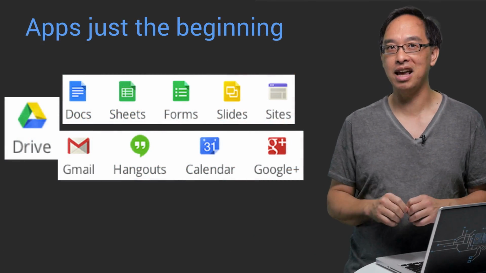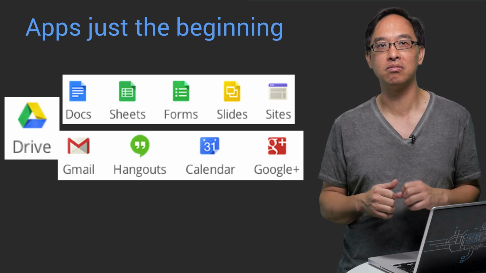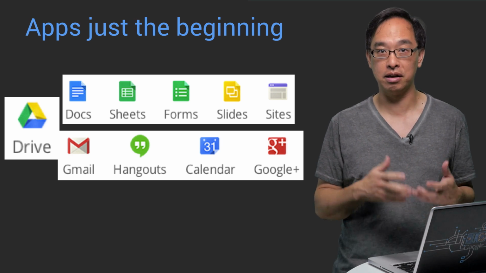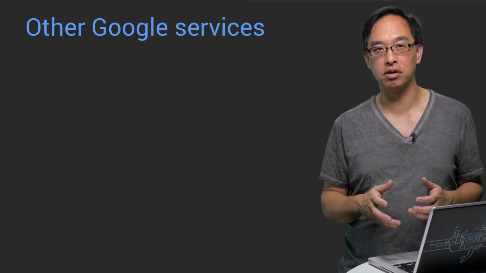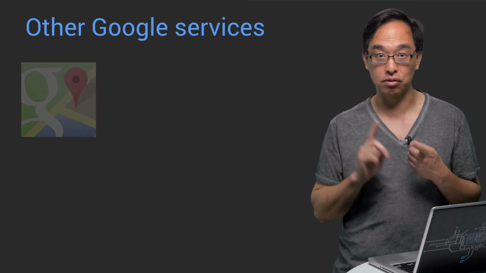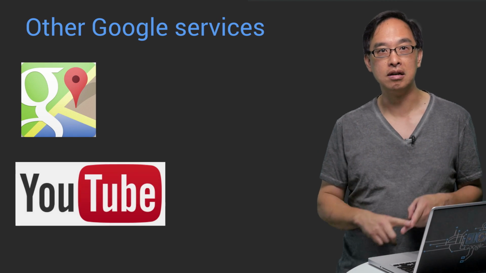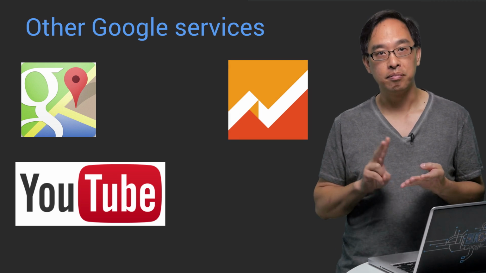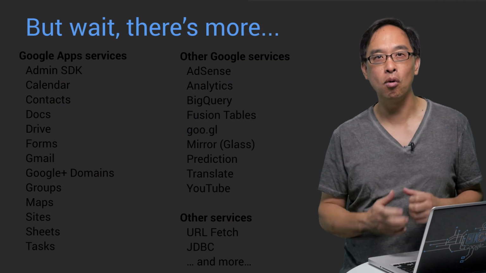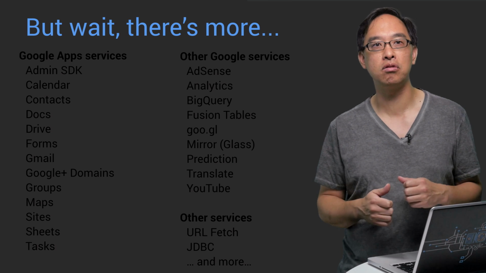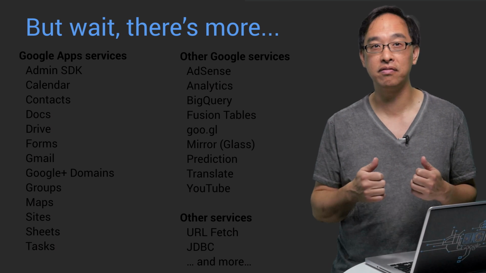All right, based on its name, you can probably guess that AppScript will give you access to Google Apps data and services, but it doesn't stop there. You can access other Google services beyond apps, such as Google Maps, YouTube, Google Analytics, BigQuery, and Google Translate. Here's a more complete list, and we're continuing to look at what to add next that benefits users.